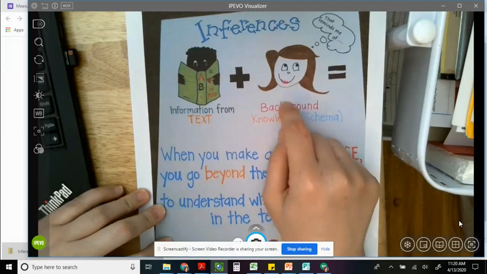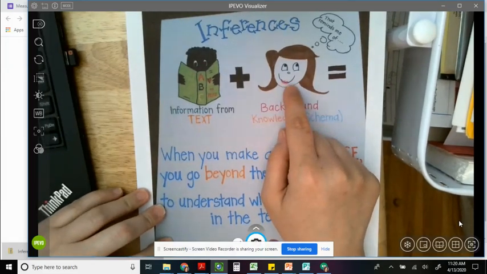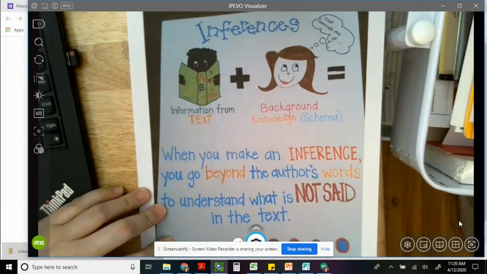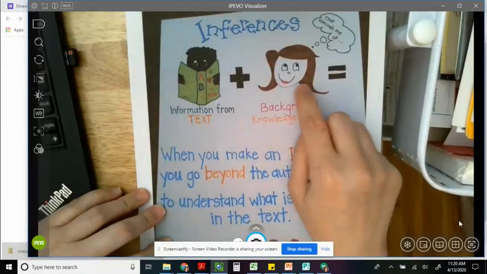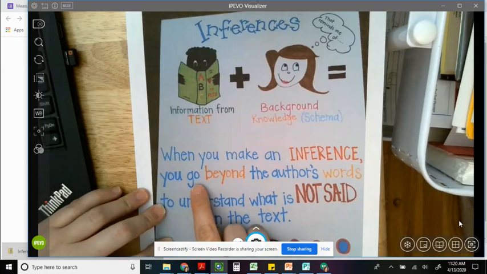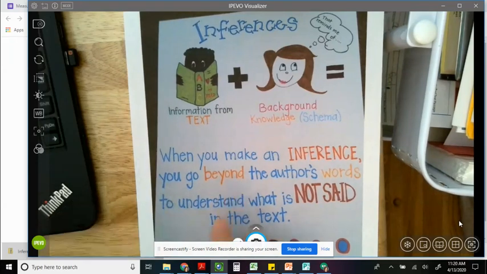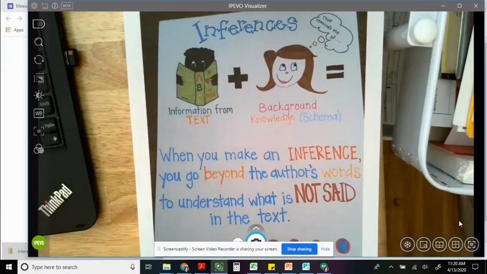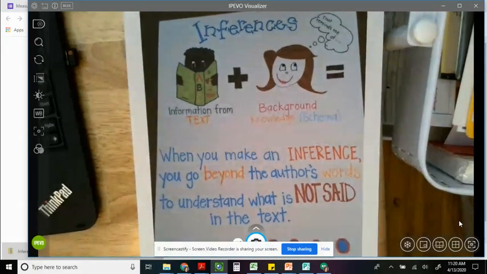Our background knowledge is what's already in our head. What do you already know about the topic? And then you use that and put it together to make an inference. When you make an inference, you go beyond the author's words to understand what is not being said in the text.